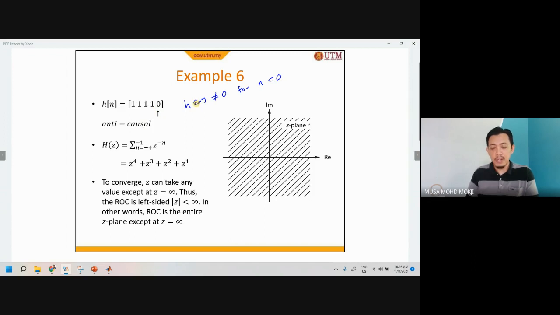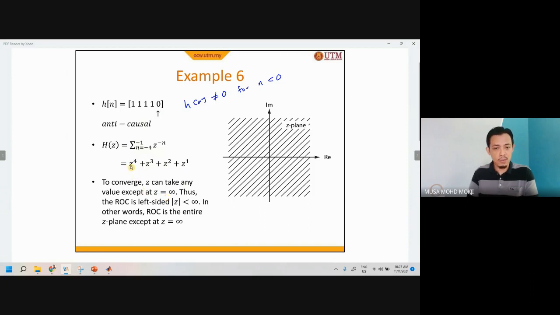Now let's see the ROC. The ROC should show non-causality also. Just put it into the equation, very simple. We know this starts from minus 4 until minus 1, because n equals 0 doesn't count, as it gives 0. Putting it into the equation, the sum of z to the power of minus n from n equals minus 4 to minus 1 gives z to the power of 4, then power 3, power 2, power 1. To converge, z can take any value except z equals infinity.